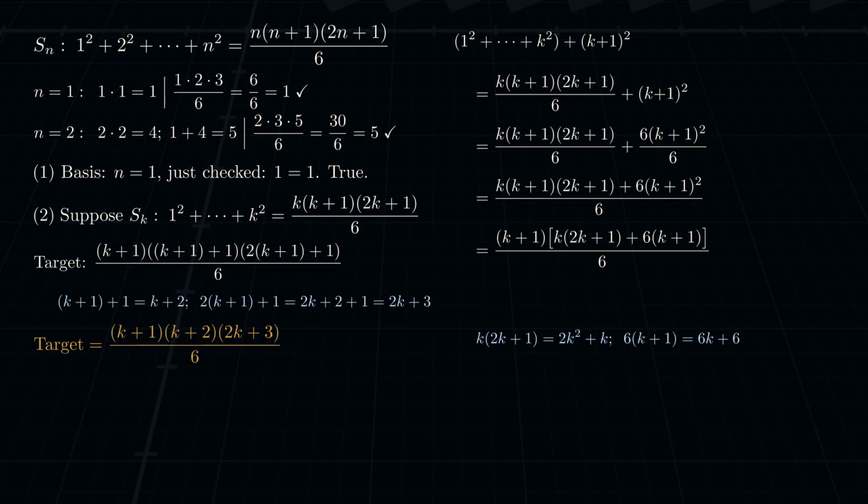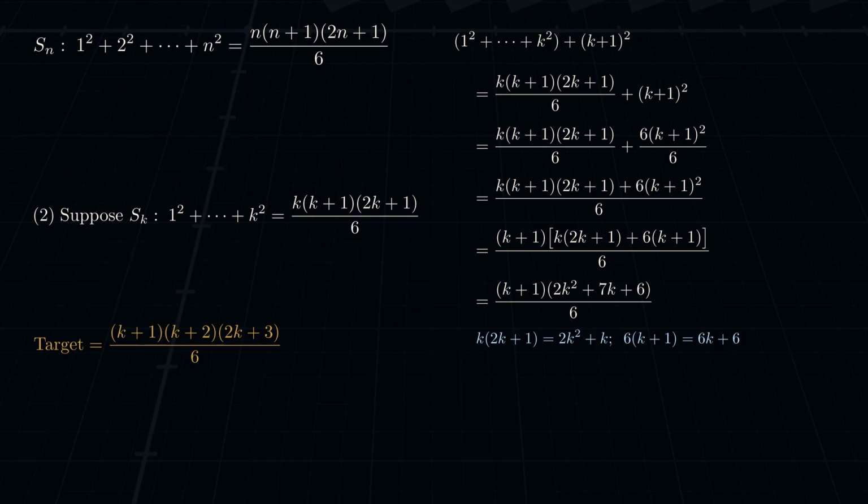Add 2k squared, k plus 6k is 7k plus 6. So the top is k plus 1 times 2k squared plus 7k plus 6. Compare with the target: k plus 1 times k plus 2 times 2k plus 3. We already have the k plus 1, so the question is whether 2k squared plus 7k plus 6 is k plus 2 times 2k plus 3. Do not guess. Multiply the target's two brackets out and see.